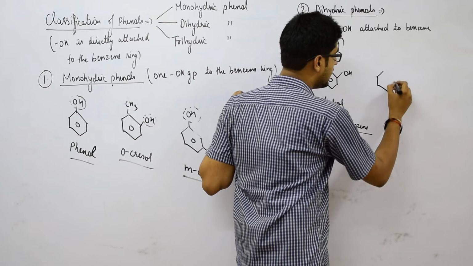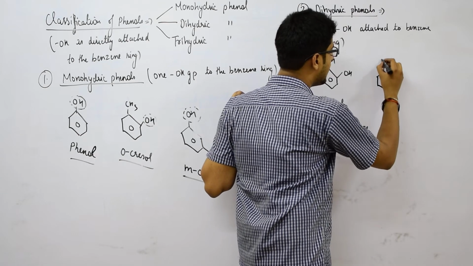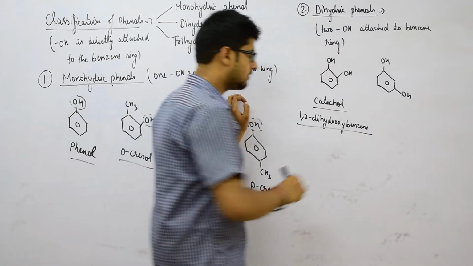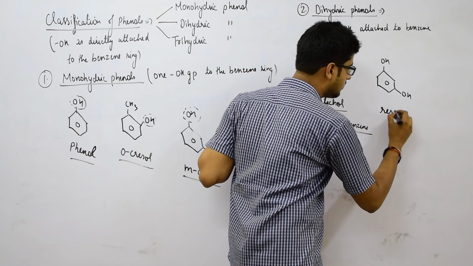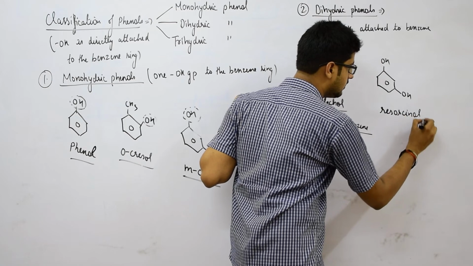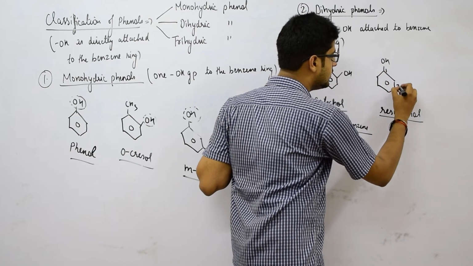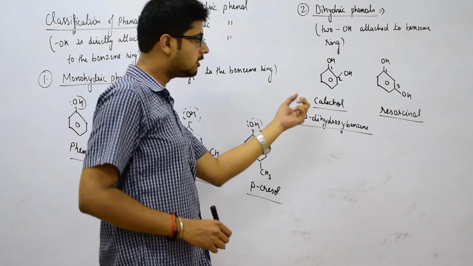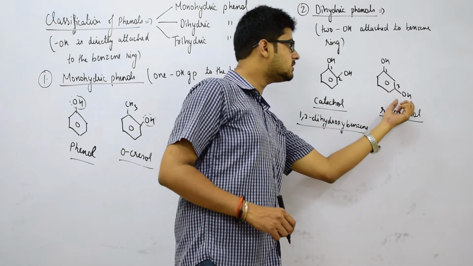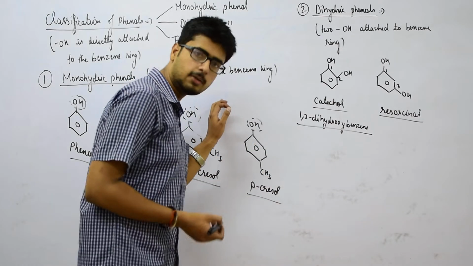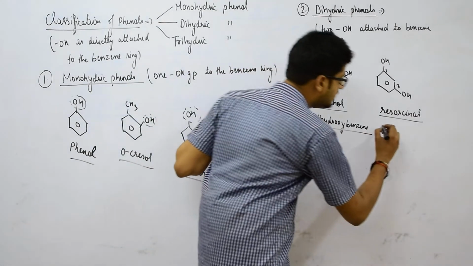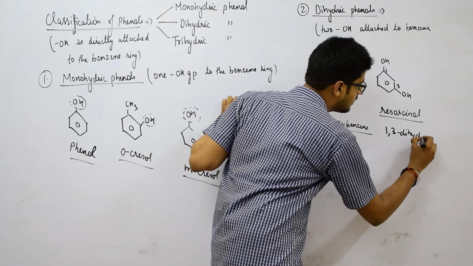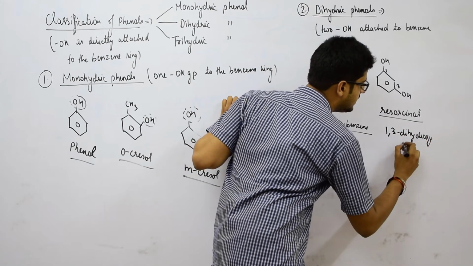Second would be if the OH groups are attached at first and third positions, that is resorcinol, commonly called resorcinol. When they are at first and second position, this is called catechol commonly, and when the OH groups are first and third position, it is called commonly resorcinol, or its IUPAC name would be 1,3-dihydroxybenzene.